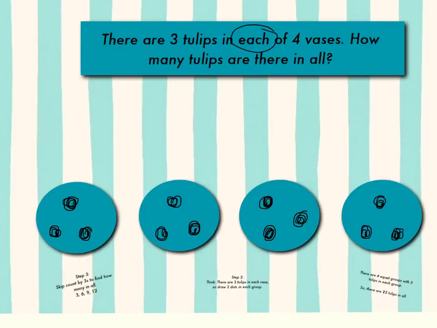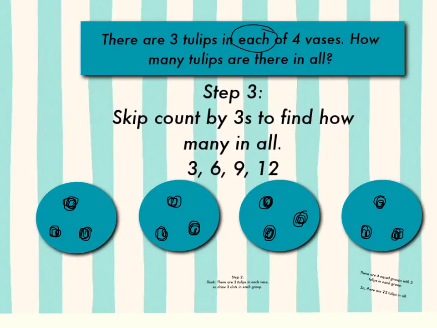So, let's look at step 3. Step 3 says to skip count by threes to find how many in all. So let's skip count our tulips. 3, 6, 9, 12. Using skip counting, I don't have to sit here and count 1, 2, 3, 4, 5, 6. When you get to the bigger numbers and bigger multiplication problems, that's going to take forever. So skip counting is going to save you so much time. Count again. 3, 6, 9, and 12.